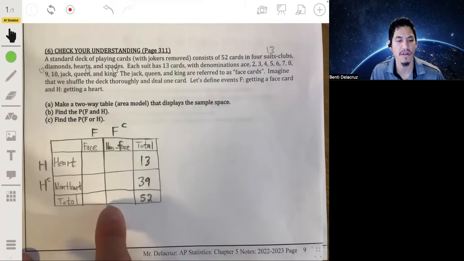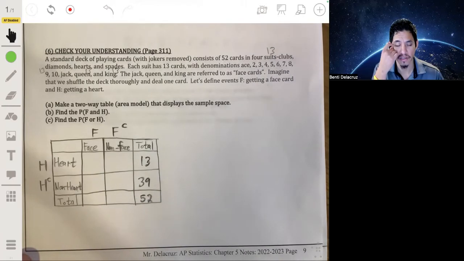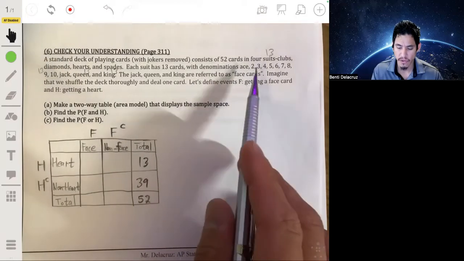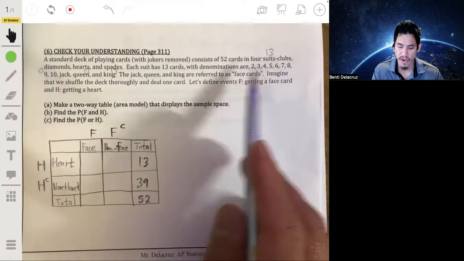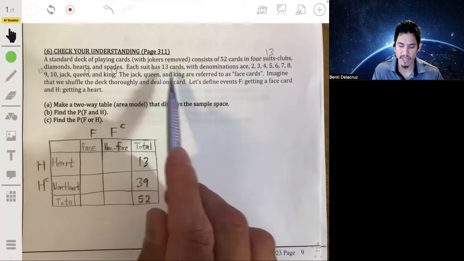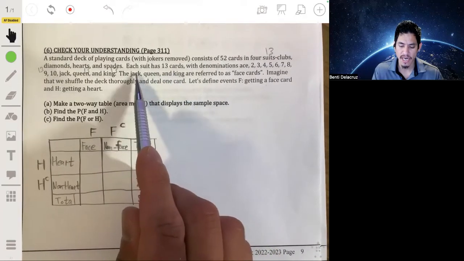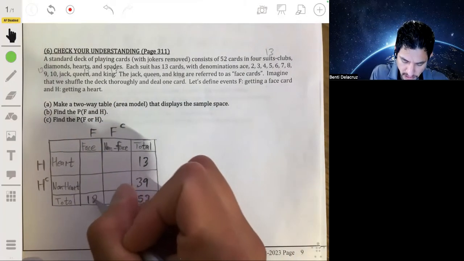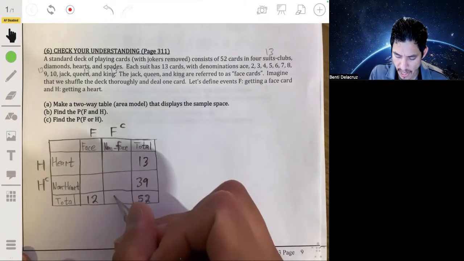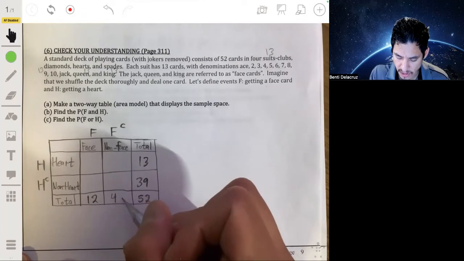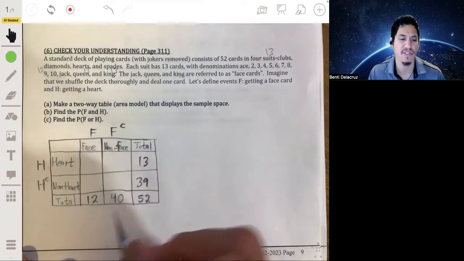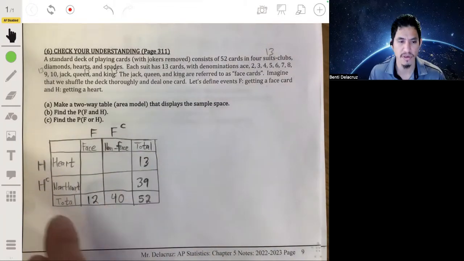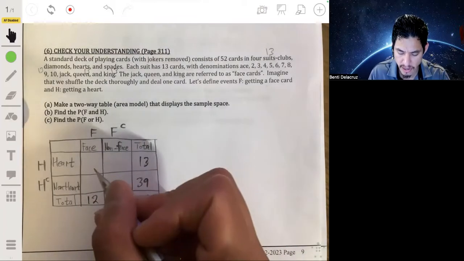Now I advise you to do the other totals, the face cards. So since we have 4 of each type of card, 4 aces, 4 twos, 4 threes, and so forth. Since there's the face cards of the jack, queen, and king, we have 4 jacks, 4 queens, and 4 kings. So we have a total of 12 face cards. And then you have 40 non-face cards because then 12 plus 40 is 52. So make sure your numbers add up. And again, start with the totals. That's what I advise. Now work on the interior.